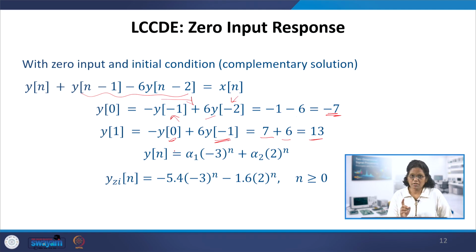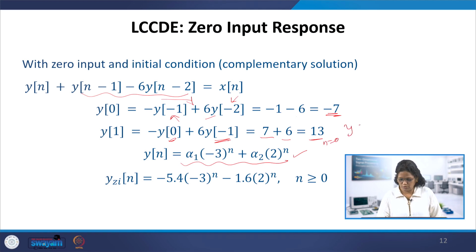The complementary solution, which is the zero input response, the one we obtained in the previous slides, is complementary solution plus particular solution. So, taking only the complementary solution, which is only due to the initial conditions, there is no input in it. So, y of n equal to alpha 1 minus 3 power n plus alpha 2 2 power n. Taking this equation and substituting n equal to 0, we get y of 0 equal to alpha 1, this becomes 1, plus alpha 2.